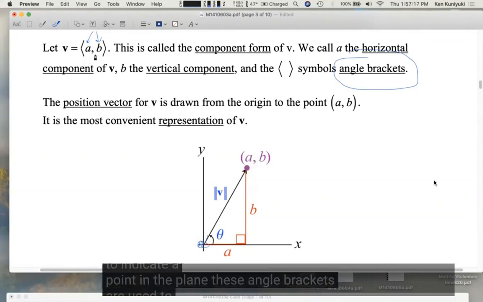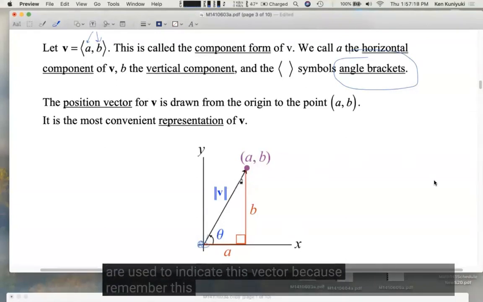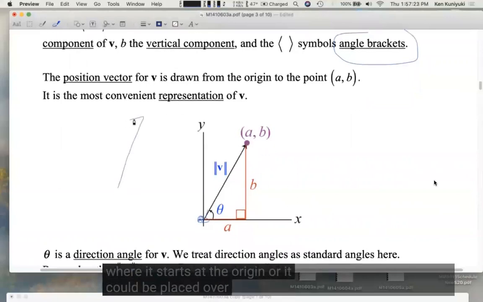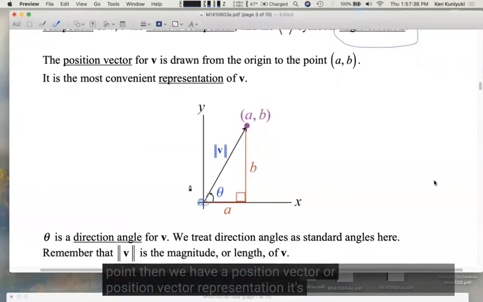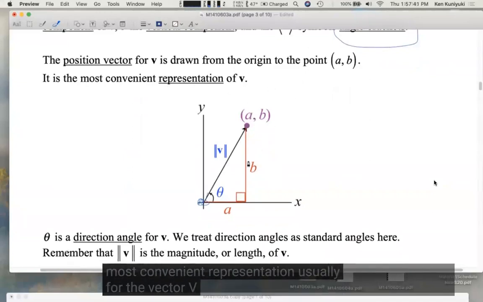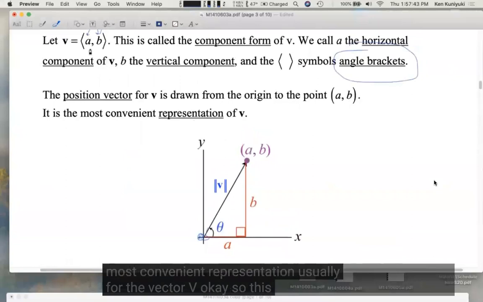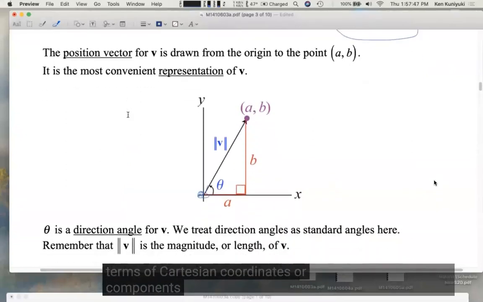These angle brackets are used to indicate this vector, because remember, this vector can be placed here where it starts at the origin, or it could be placed over here or over here. These are all equal vectors. They don't have to start at the origin. If we start the vector at the origin as the initial point, then we have a position vector or position vector representation. It's the most convenient representation usually for the vector V. Okay, so this is in terms of Cartesian coordinates or components.